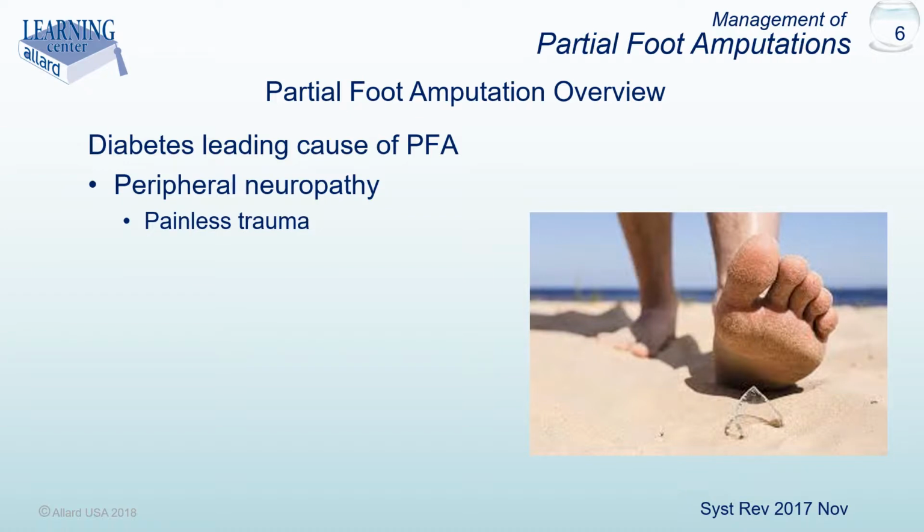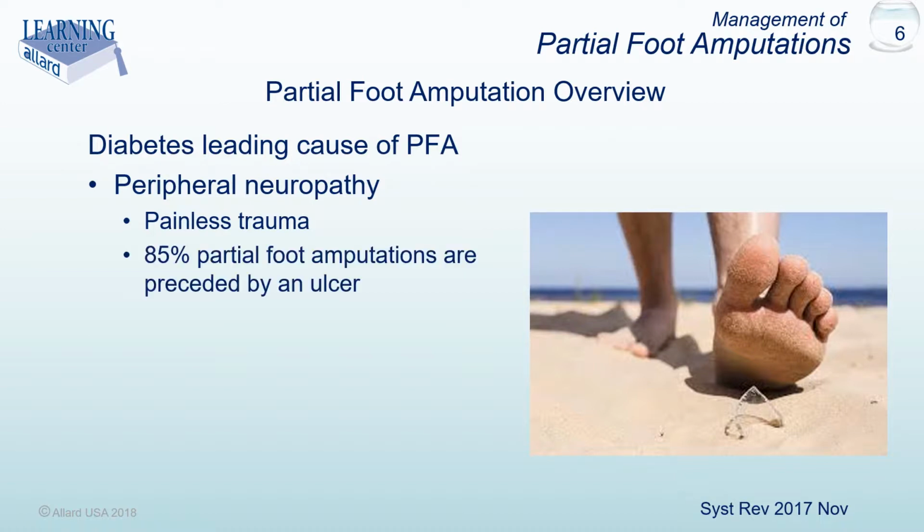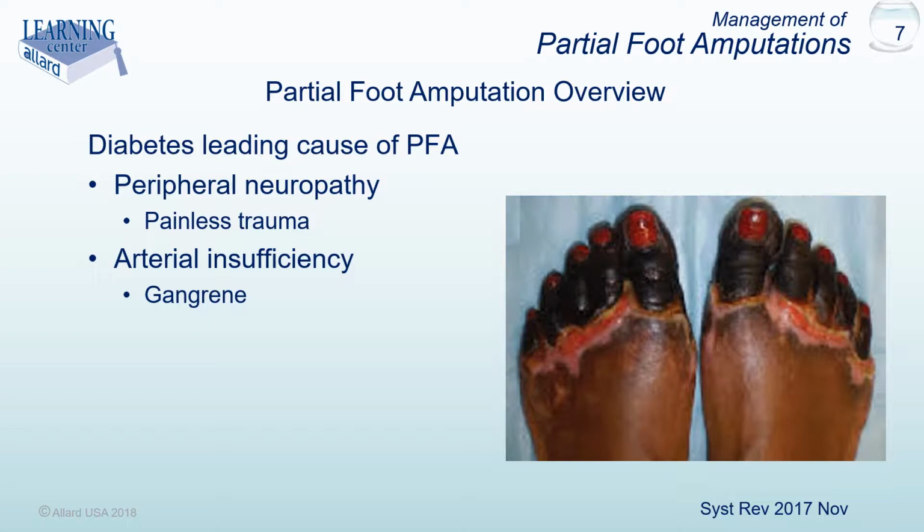Nearly 50% of diabetics suffer from peripheral neuropathy, which can lead to painless trauma. Because there's no pain associated with the trauma, it often goes undetected, and that can lead to infection and ulceration. 85% of amputations are preceded by an ulcer. There is nearly a 25% incidence of some level of arterial insufficiency in the diabetic population, and that can lead to cell death, leading to the onset of gangrene. The only known option to manage gangrene is amputation at the level where the tissue is still viable.